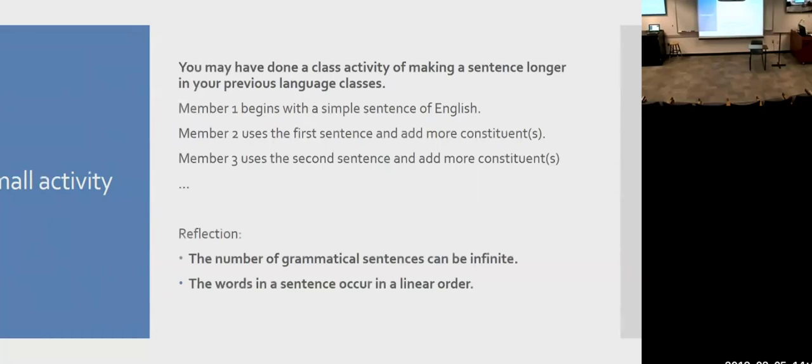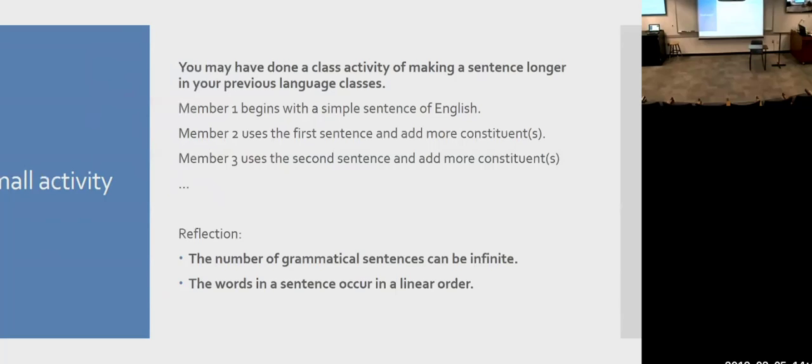That's right. First of all, the number of grammatical sentences can be infinite. We can add more and more and more. The more students join us, the more sentences we can get. These activities could go on and on, even last for the whole class session, right? It may work, because we know the number of grammatical sentences can be infinite. And also, the words in a sentence occur in a linear way. Is that correct? Yes.